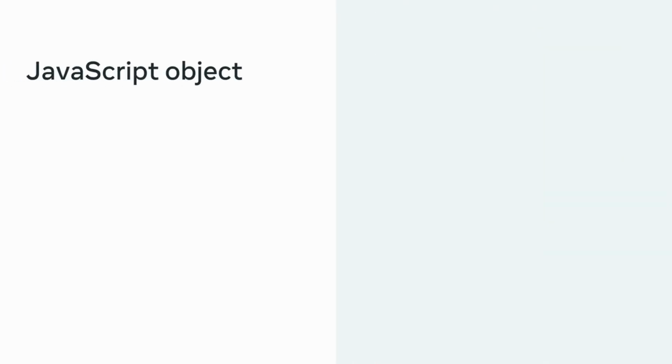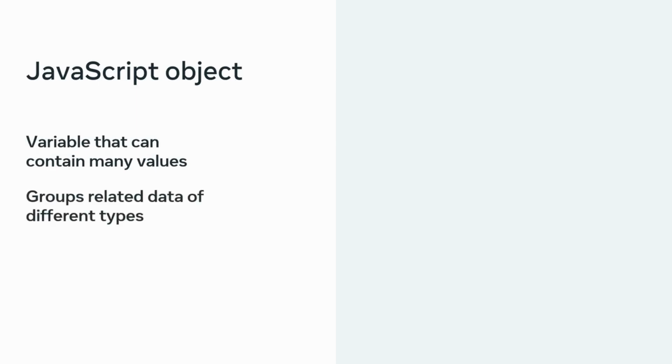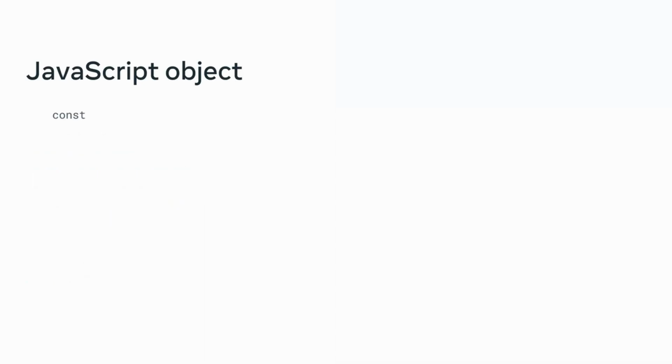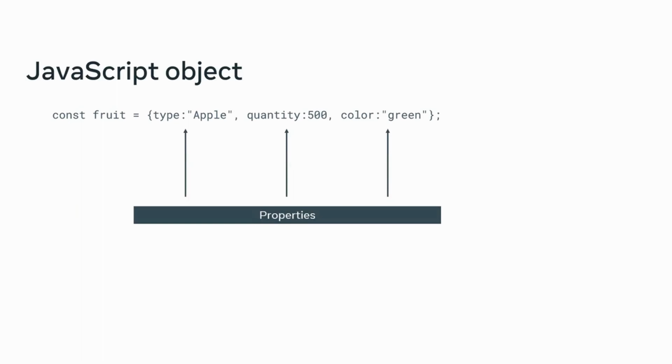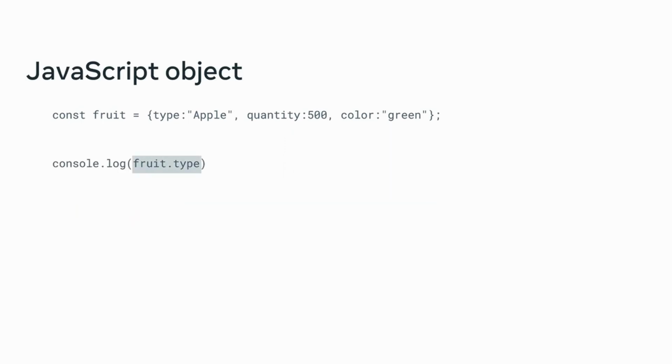Recall that in JavaScript, an object is a special type of variable that can contain many values. You use objects when you need to store groups of related data of different types, and each data type is known as an object property. For example, suppose you create an object called fruit that contains properties for type, quantity, and color. Remember that these properties consist of name-value pairs, and you can access the object's properties using dot notation.